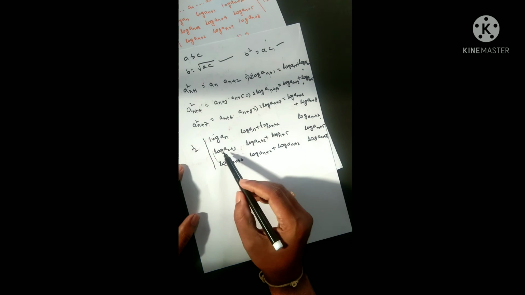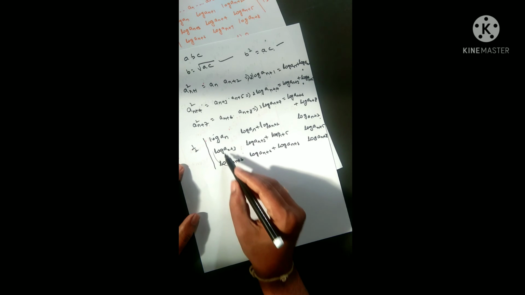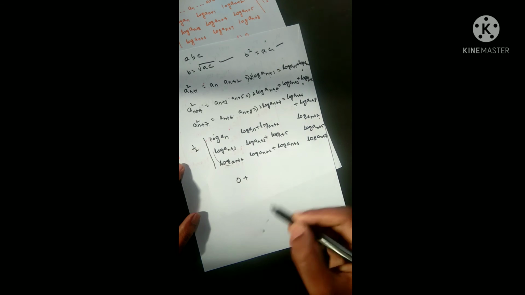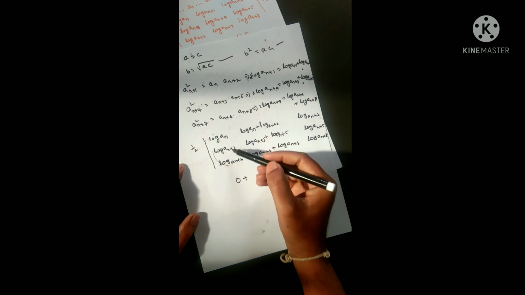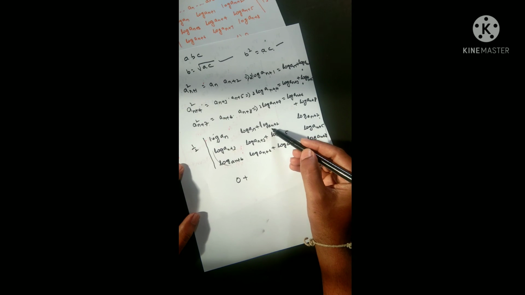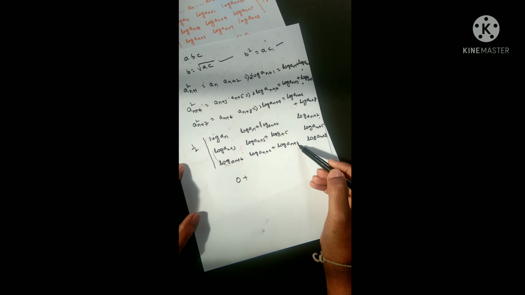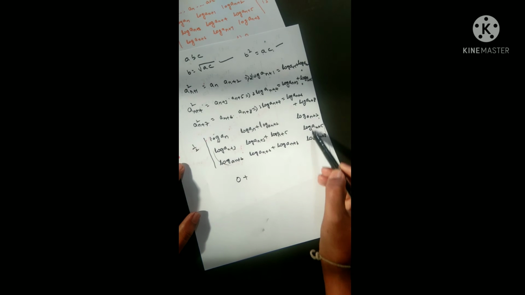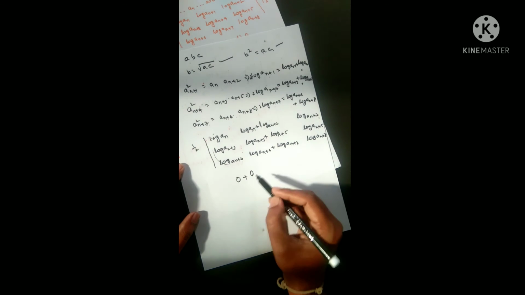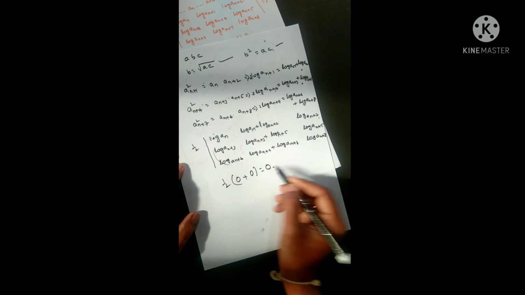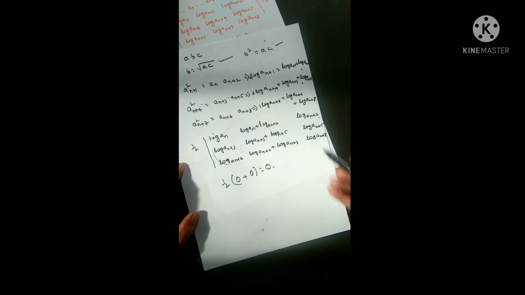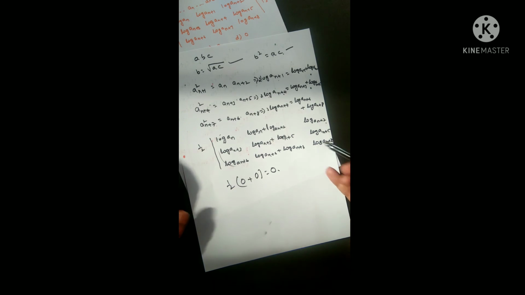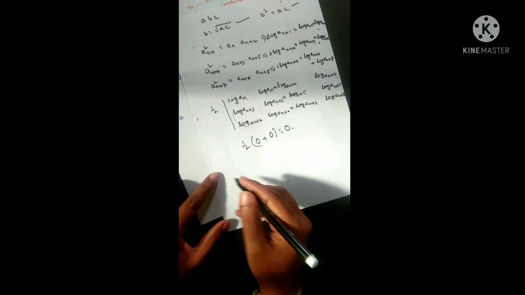In the first determinant, the first column and the second column are identical, then the value of the determinant is 0. Next, what is the next determinant? Log A n plus 3, log A n, log A n plus 2, log A n plus 5, log A n plus 8. Here the second column and the third column are identical, so the value of that is also 0. Then the total value of that determinant is equal to 0. This is one of the important ones, you should remember it.